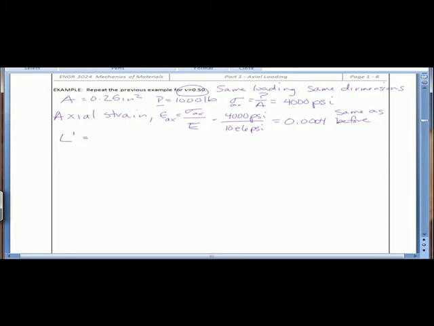the new length after this load is applied has to also be the same when you have a 0.004 strain applied to a 10-inch structure. You're going to have 0.004 elongation. So our L prime is 10.004 inches. Now, that's all in the axial direction.